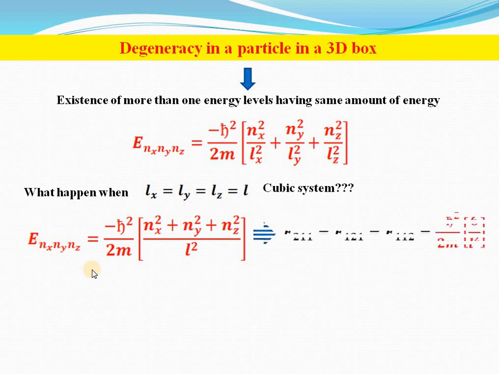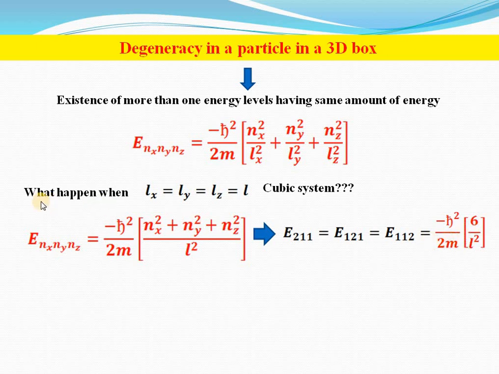Now what happens for the energy level 211? So this is the quantum number. For 211 you put nx value 2, so it will be 2² + 1² + 1², so the total energy will be minus ħ²/2mL² into 6. So this is for 211. The same value of energy we also obtain for E121 and E112. We get the same energy, that is ħ²/2mL² into 6.